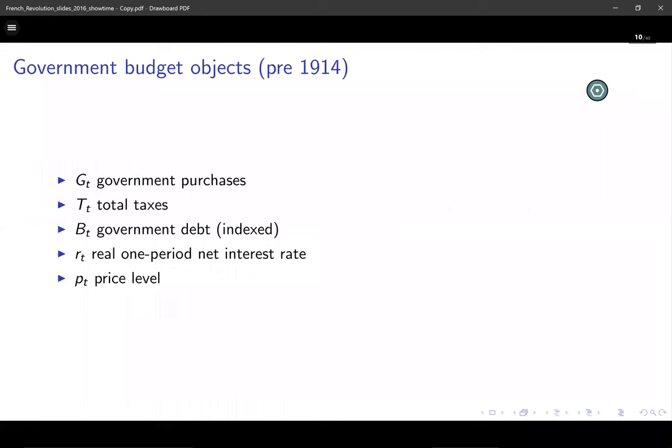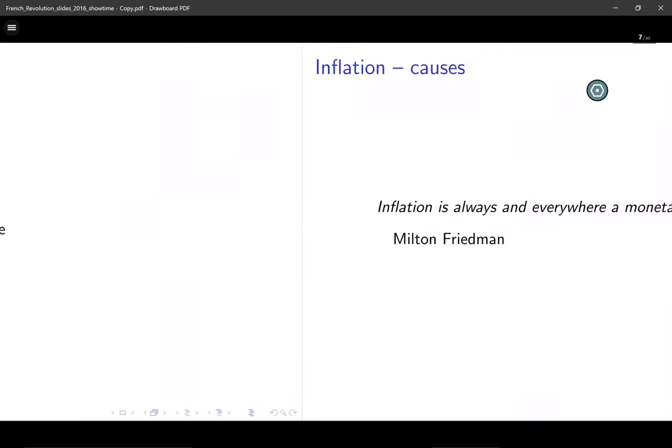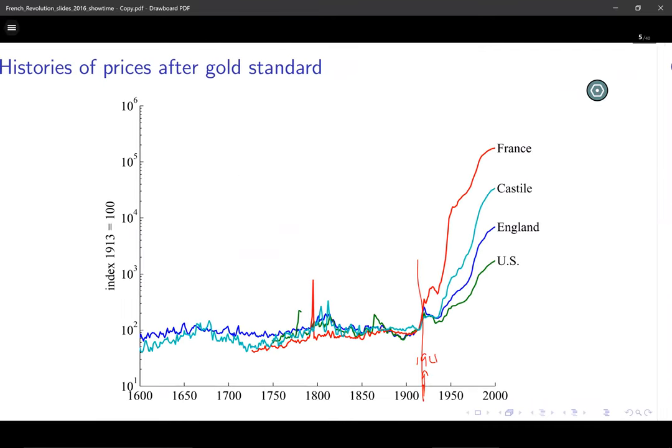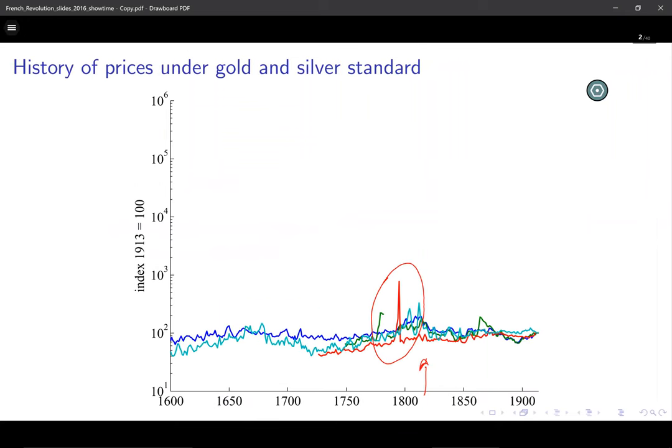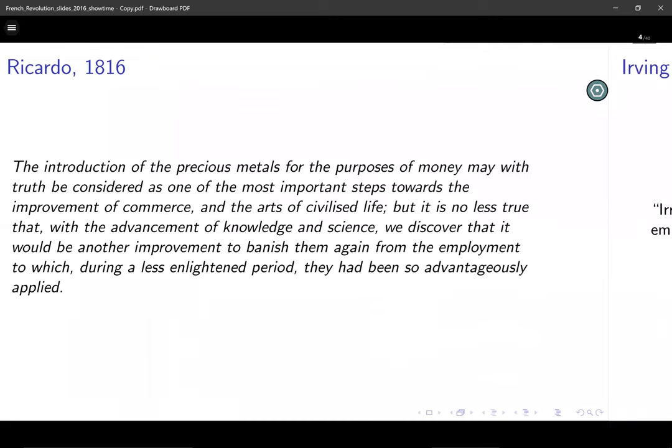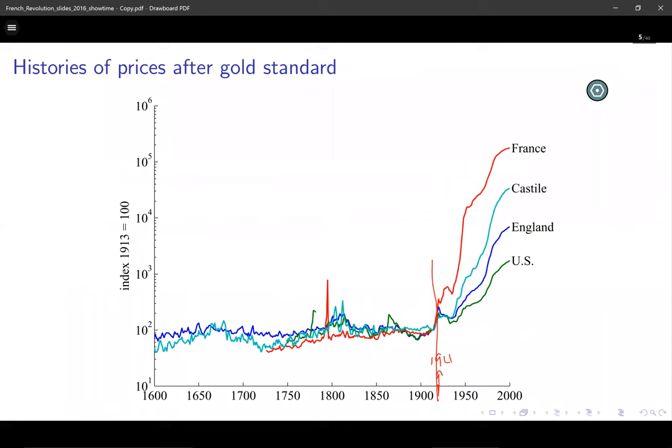Okay, so here's going to be some objects in play. Again, what we're going to do is directed at contrasting this graph, which is before 1914, when we basically had stable prices in a number of hard currency countries, with this graph after 1914, when we had a lot of inflation.